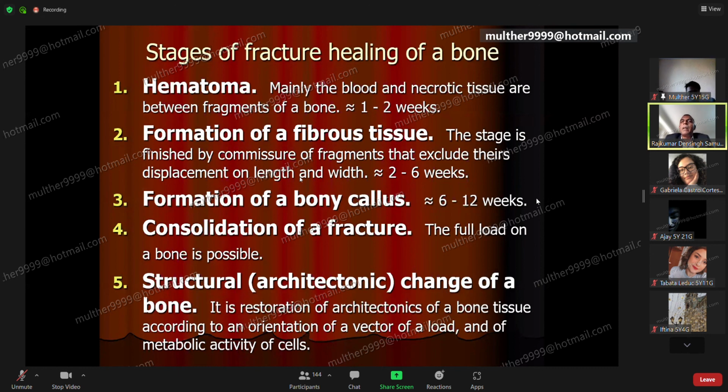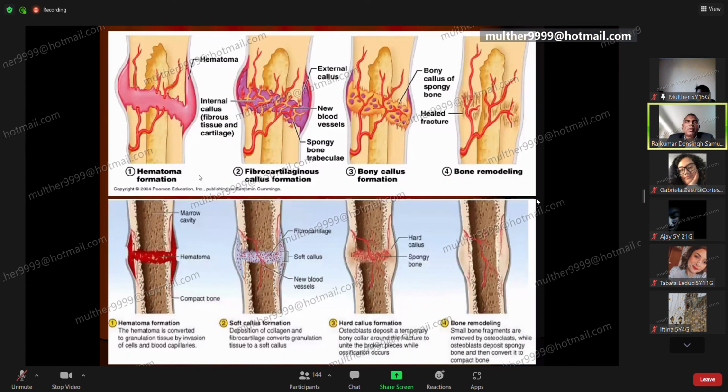Next thing: stages of fracture healing. So when your bone breaks, how is the bone going to get healed? That we call stages of how the bones are going to get healed. So here, if you open a textbook, you can see the first stage. What is happening after the bone breaks? The capillaries, the Haversian canals are going to break, and what happens? There's going to be blood.